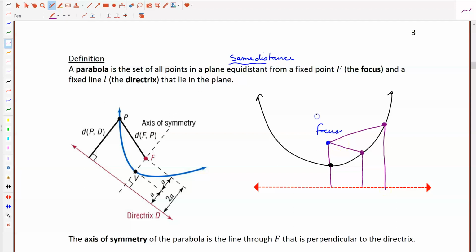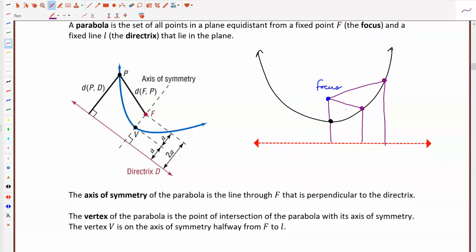Alright, so some of the other vocab then. The axis of symmetry of the parabola is the line through the focus that is perpendicular to the directrix. So here, in this picture over here, would be the axis of symmetry. Notice that it also contains the vertex of the parabola. The vertex of the parabola is the point of intersection of the parabola with that axis of symmetry. The vertex is on the axis of symmetry halfway from the focus to the directrix.